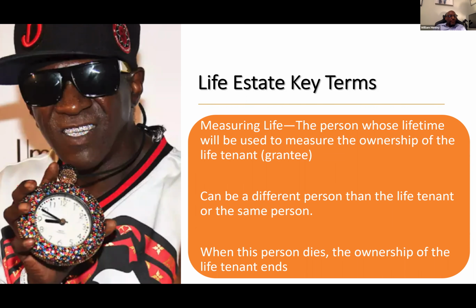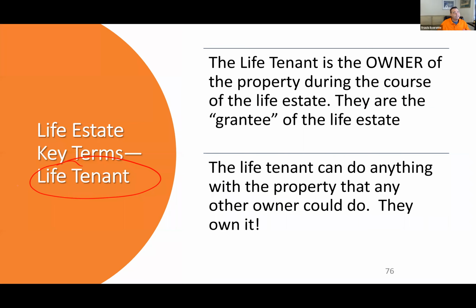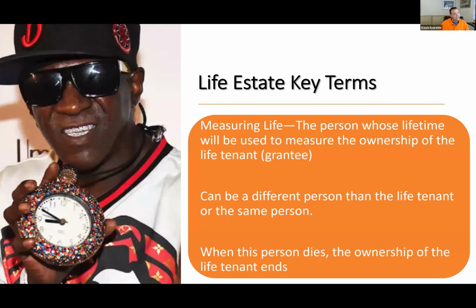Yes. Now, and I think this next statement I'm going to make is where people sometimes get confused. It's actually most common that the life tenant and the measuring life are very closely connected to each other. What do you think is going to be the most common setup here? Do you think it's going to be most common that the life tenant and the measuring life are two different people, or more common that they are actually the same person? Same person. That's going to be much more common.